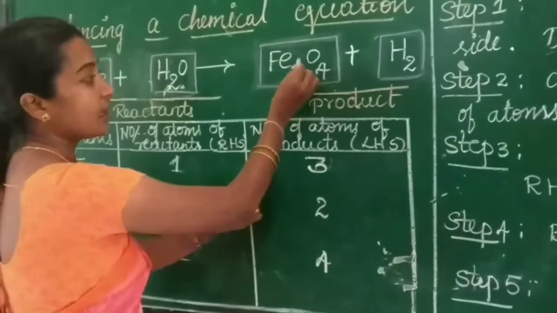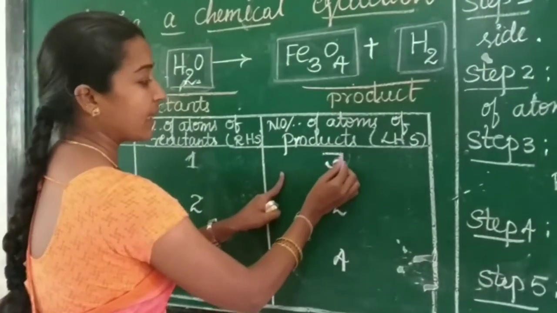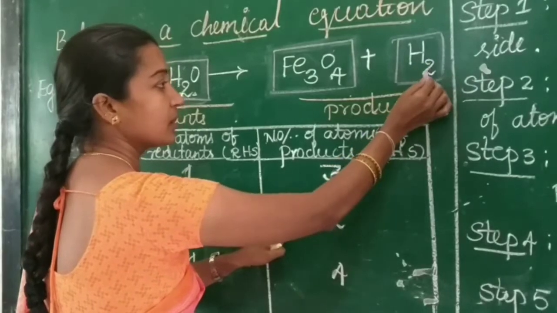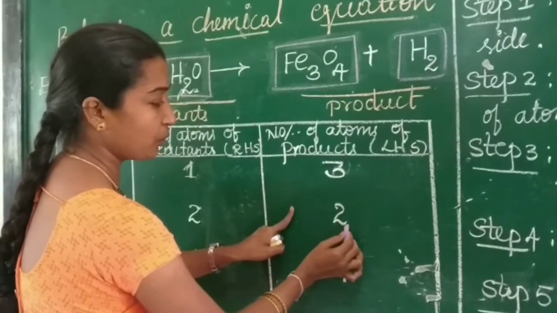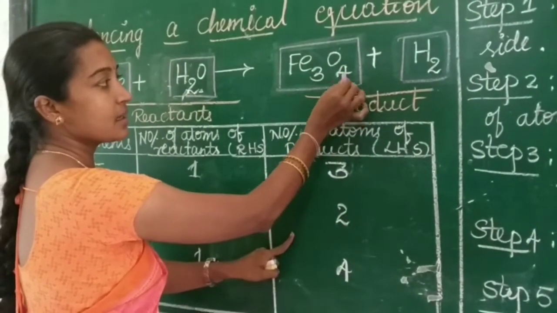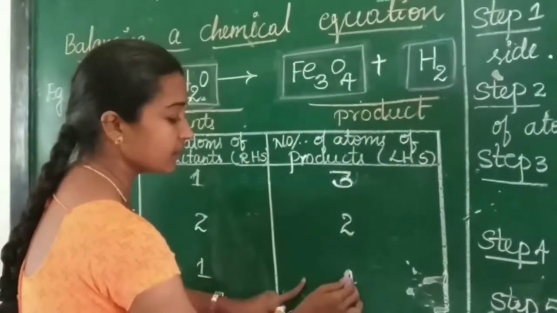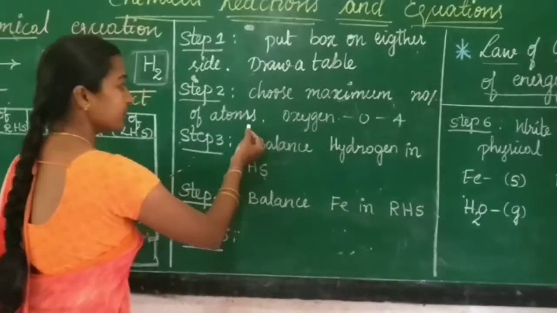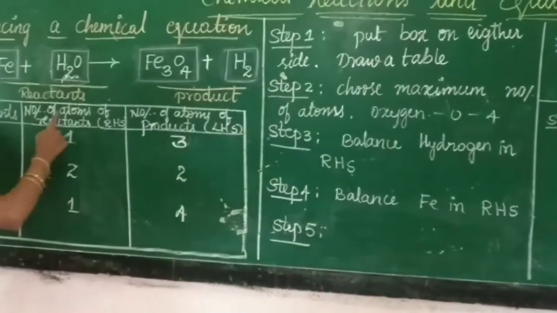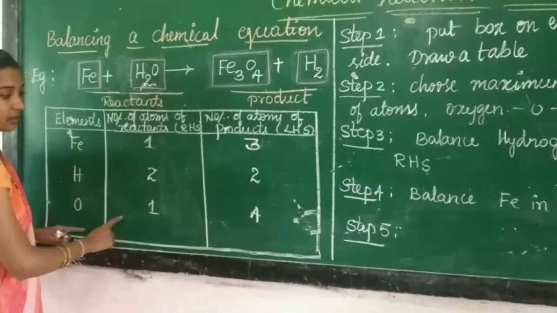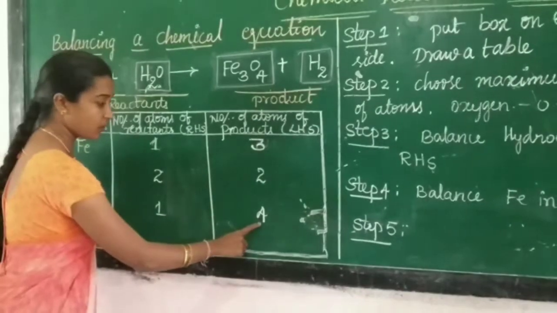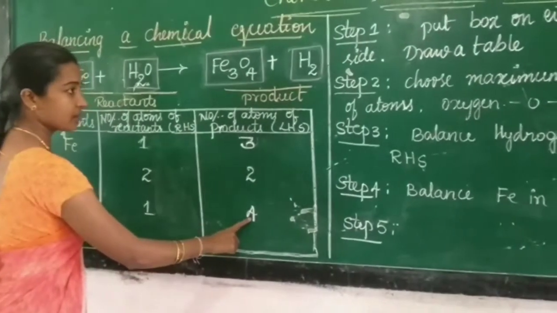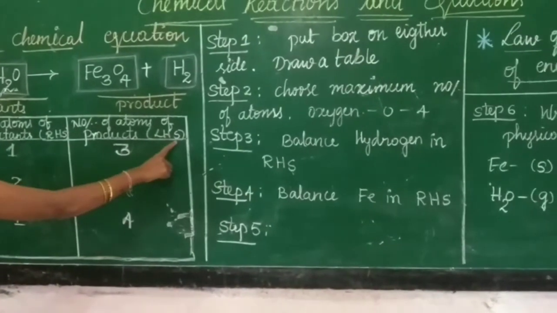In the same way, look at the other side of this equation. Iron is 3 atoms, write here 3. Hydrogen is 2 atoms, write here 2. And oxygen is having 4, write here 4. Step 2: choose the maximum number of atoms. Dear students, observe this table carefully. The maximum number is 4. Oxygen is having the maximum number of atoms, that is 4.